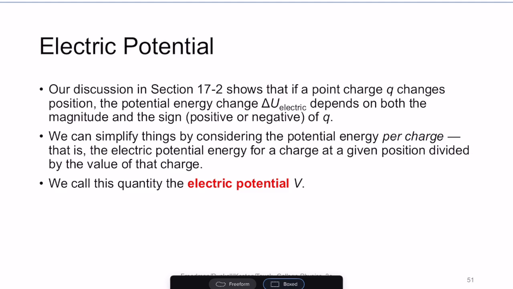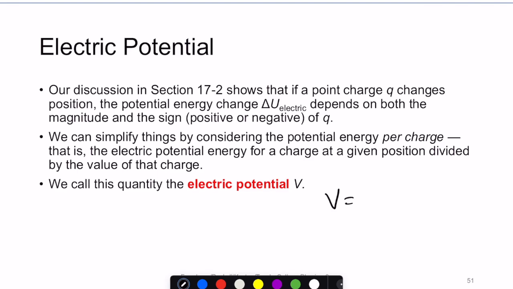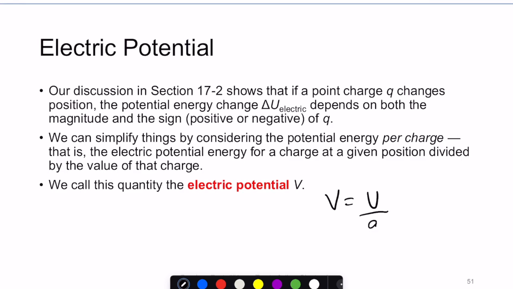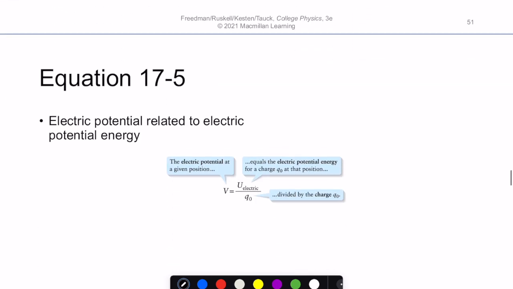So what we can do is simplify the conversation. Instead of talking about the energy between the two charges, we can talk about the energy per unit charge. We call that the electric potential. So the electric potential V is simply equal to the energy between the two charges divided by one of those two charges, which we call the test charge, sometimes written as Q naught. And so that's the equation we have right here.